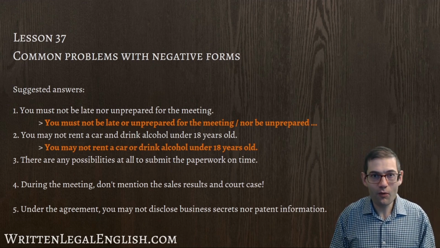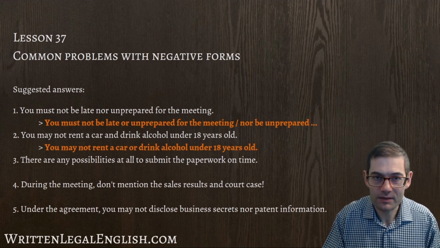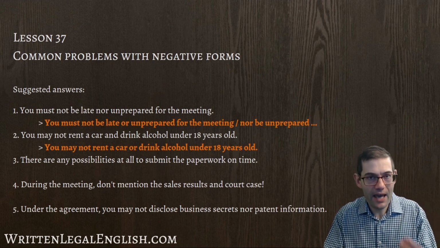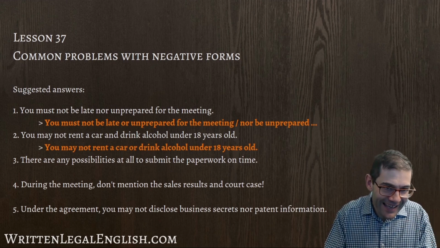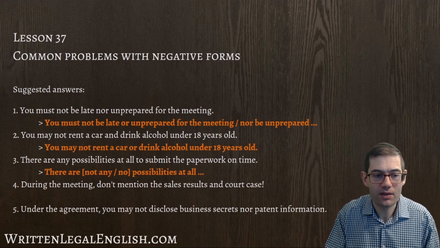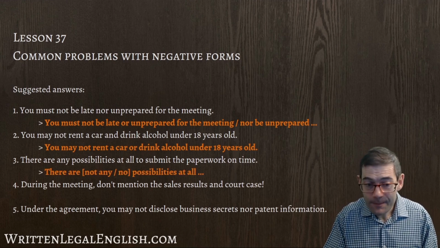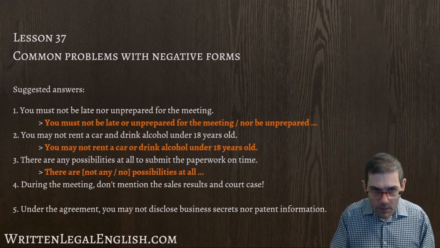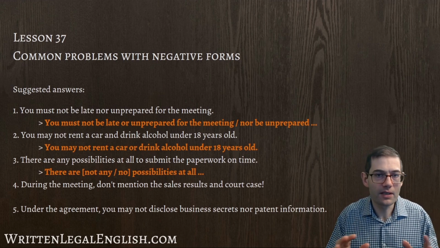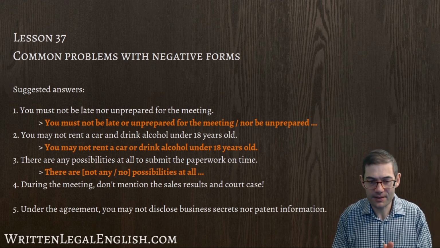Okay, for question number 3, "there are any possibilities at all to submit the paperwork on time." So here we've got the error, which is thinking any in itself is a negative form. It's not, so we have to introduce that negative form. And of course, we've got 2 options. There are not any, or there are no possibilities at all. We can introduce one of those 2 forms, and then suddenly no problems with the sentence.